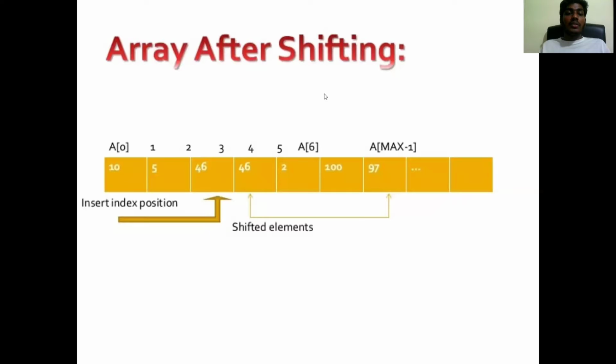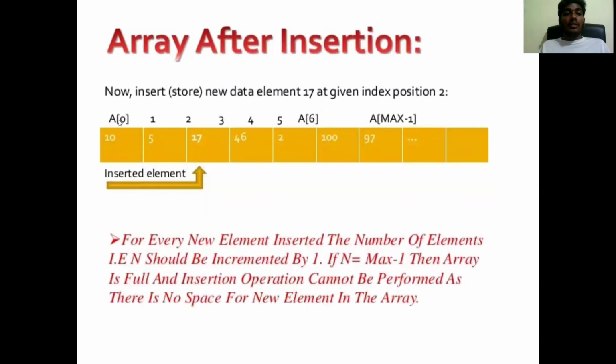Next, the array after shifting: 10, 5, 46, 2, 100, 97, with the insert index position open and the shifted elements moved. After insertion, now insert the new data element 17 at the given index position 2. Here we should insert at position 2. The element is 17, so the second index of the array is 17.